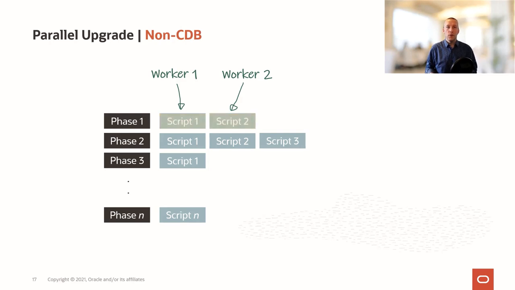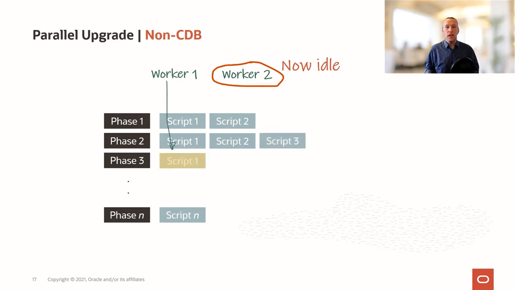So, in a little while, when the 2 parallel processes are done in phase 1, they will move on to phase number 2. They'll start working on the scripts there, and now that worker 1 has completed script 1, it'll continue to script number 3. Now worker 2 is done, but since there are no more scripts in this phase, it's idling. There's nothing more it can do. It can't proceed to the next phase until all scripts in phase 2 have completed.